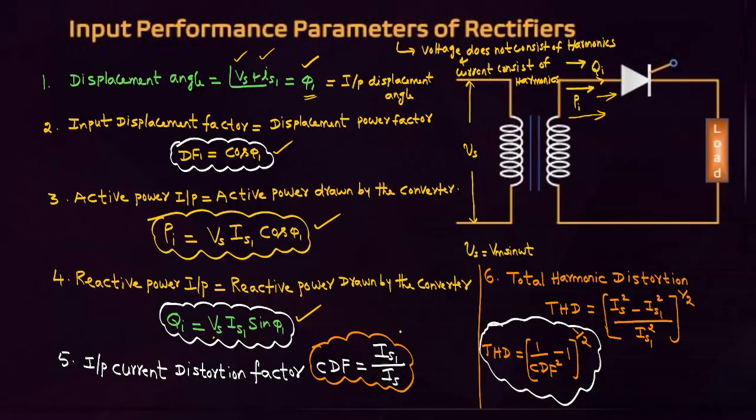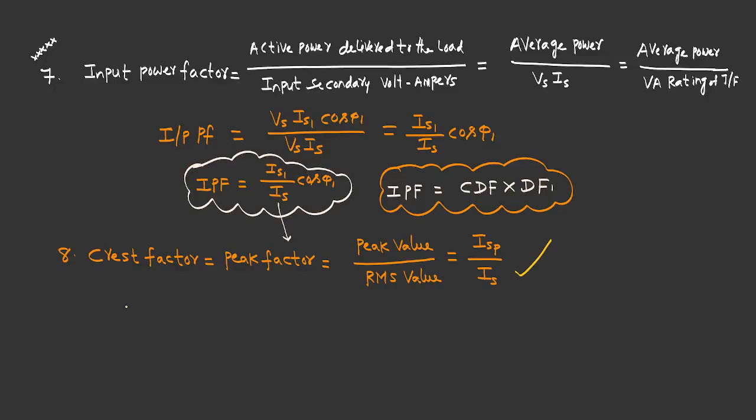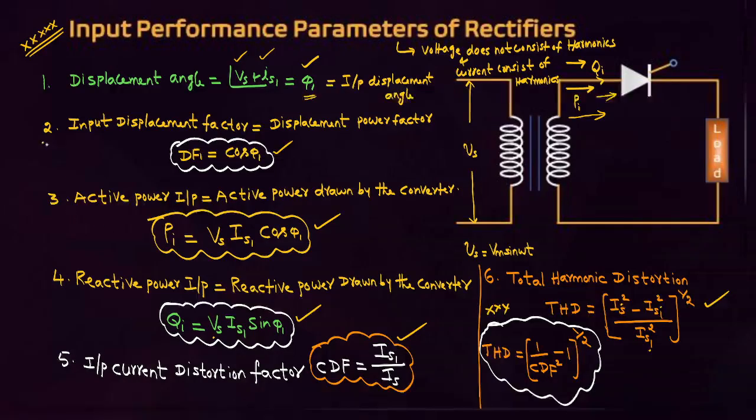For the current distortion factor, IS1 by Is. For the total harmonic distortion that I told already, THD equals (1 by distortion factor square minus 1) whole to the power of 1 by 2, or (RMS square minus fundamental RMS square) by fundamental RMS square, whole to the power of 1 by 2. All these observations are important. Very, very important five-star formulas. Input performance parameters are very important. Every formula is important. Many times questions are based on this. Even displacement factor, so many times the questions are there.